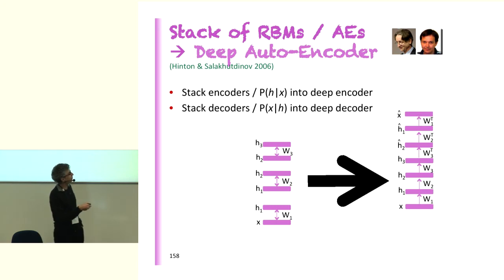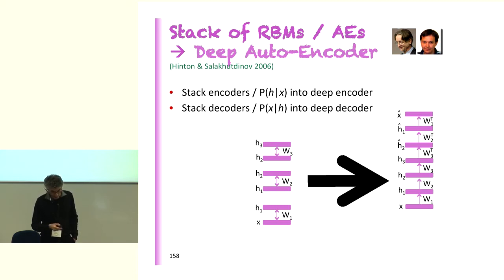Same year, Ruslan Salakhutdinov and Geoff Hinton showed you can do this for deep autoencoders. So what is a deep autoencoder? We've trained, say, 3 autoencoders on top of each other. Well, we have a deep autoencoder, which is encoder of the first one, encoder of the second one, encoder of the third one, and then decoder of the third one, decoder of the second one, decoder of the first one. So basically you go up, up, up, down, down, down. When you go up, you use the encoders. When you go down, you use the decoders. So that's a deep autoencoder.